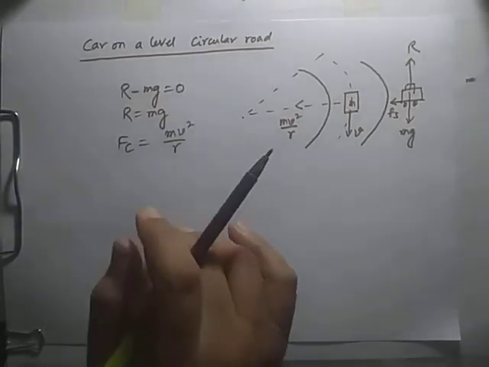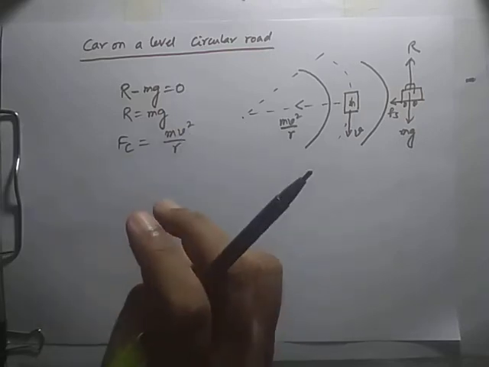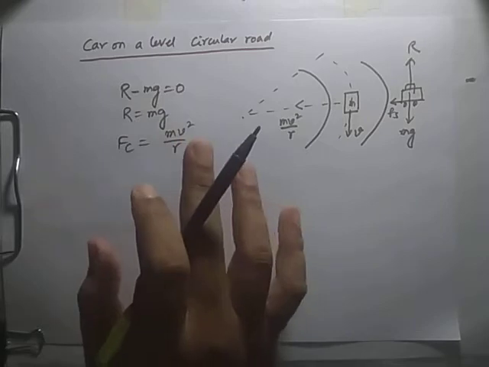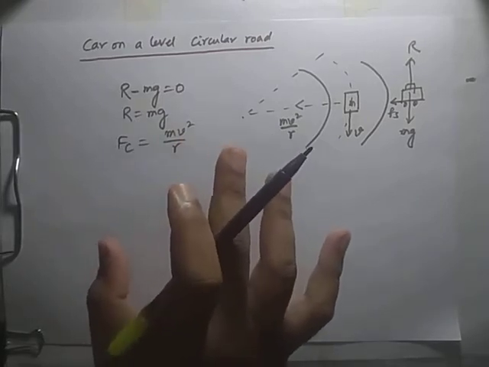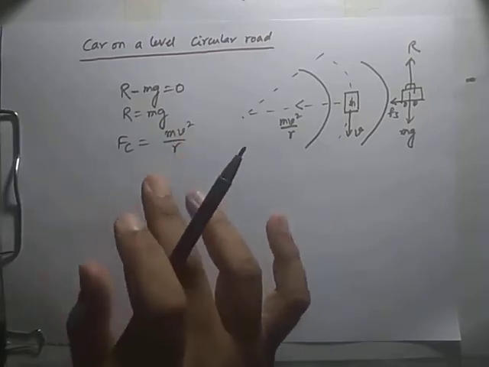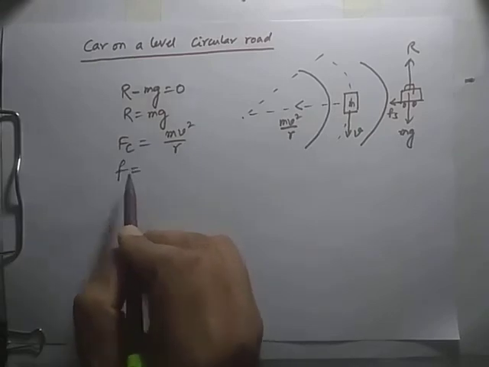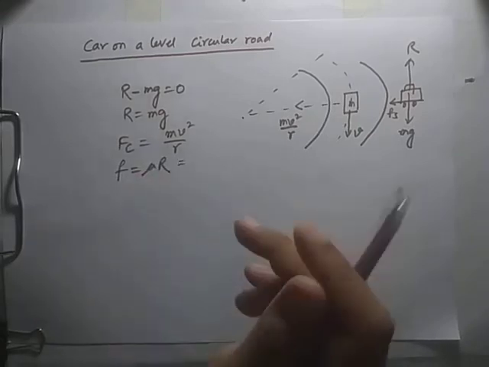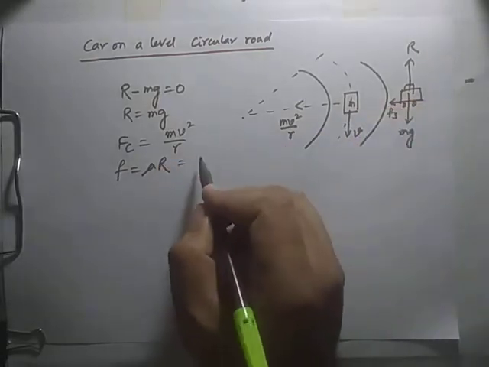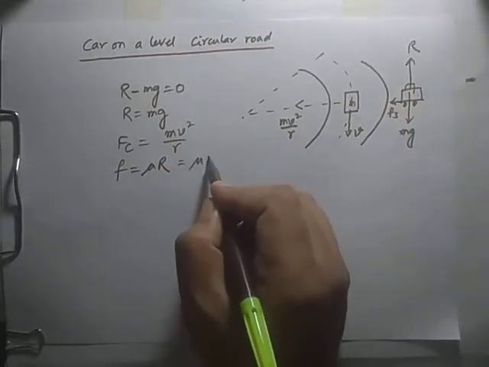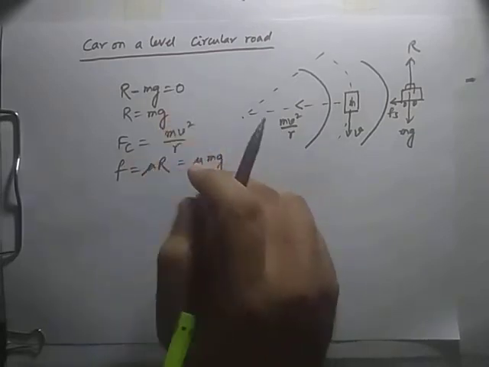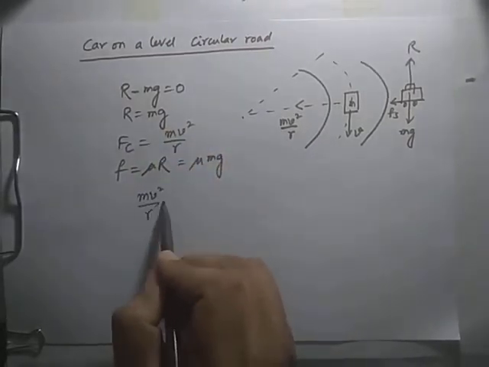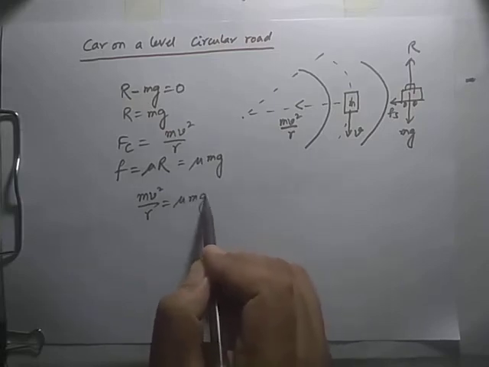There is a friction. So friction is equal to what? There is a centripetal force, and you know that the centripetal force must be provided by the force of friction F. So friction F is equal to mu into R. Mu is the coefficient of friction between the road and the tire of the car. So mu into mg. You can equate both the things. You can write mv square by r is equal to mu into m into g.